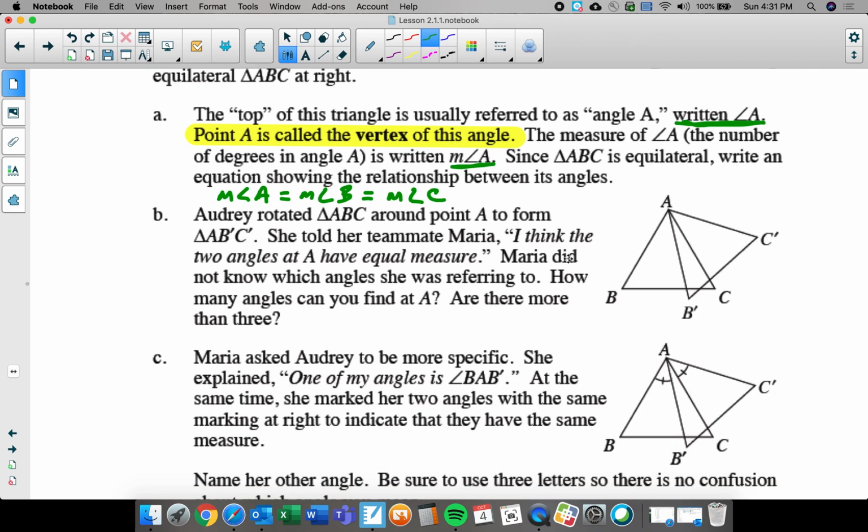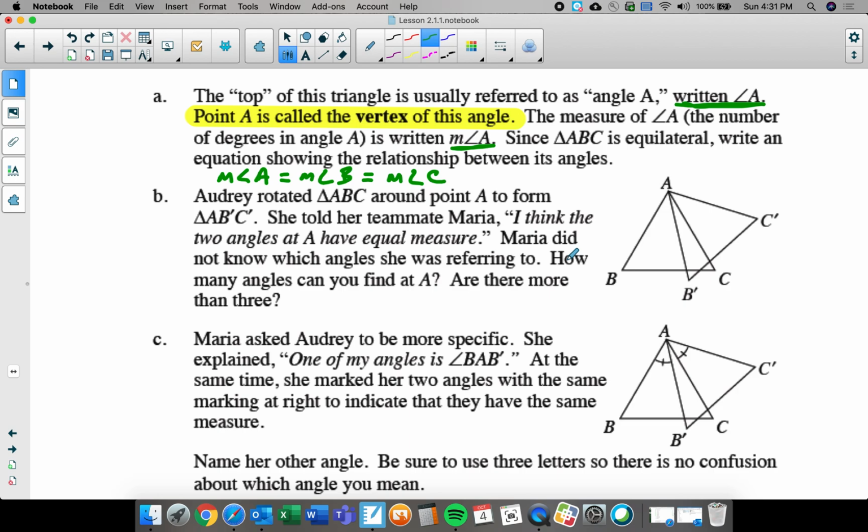Then as we move into part B here, it says Audrey rotated triangle ABC around point A to form triangle AB prime C prime. She told her teammate Maria, "I think the two angles at angle A have the equal measure." Maria didn't know which angle she was referring to, and how many angles do we have?